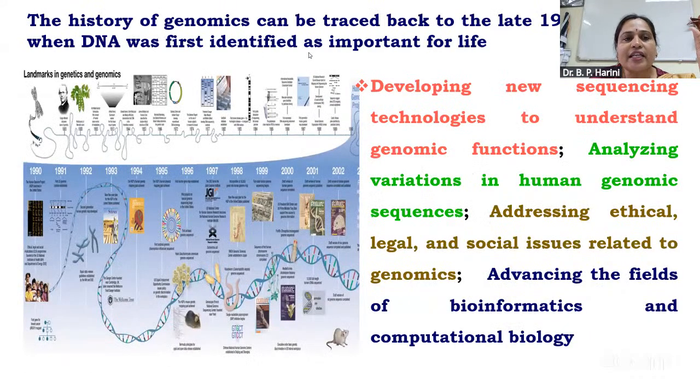The history of the gene goes way back to 1900, when DNA was first identified as important for life. It gave rise to developing new sequencing technology to understand genomic function, to analyze variations in human genome sequences, to address ethical, legal, and social issues related to genomics, and to advance the field of bioinformatics and computational biology. And now we are in the era of artificial intelligence and machine learning.